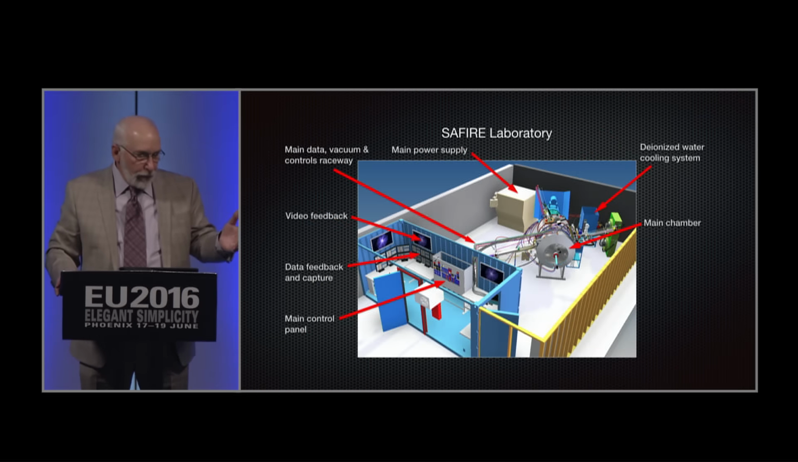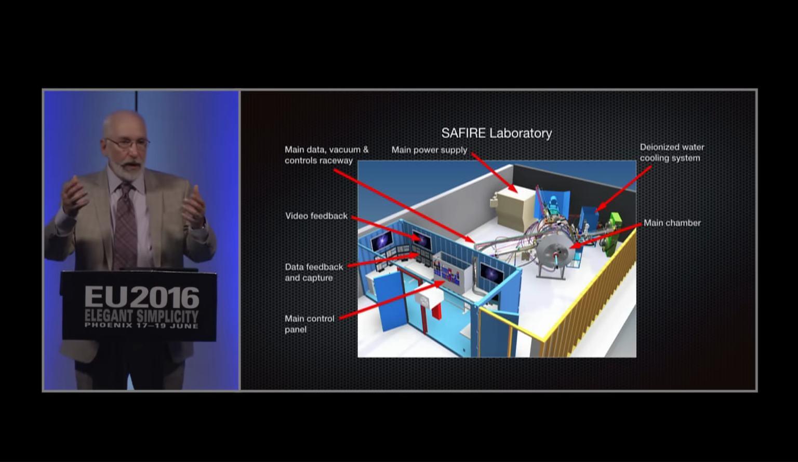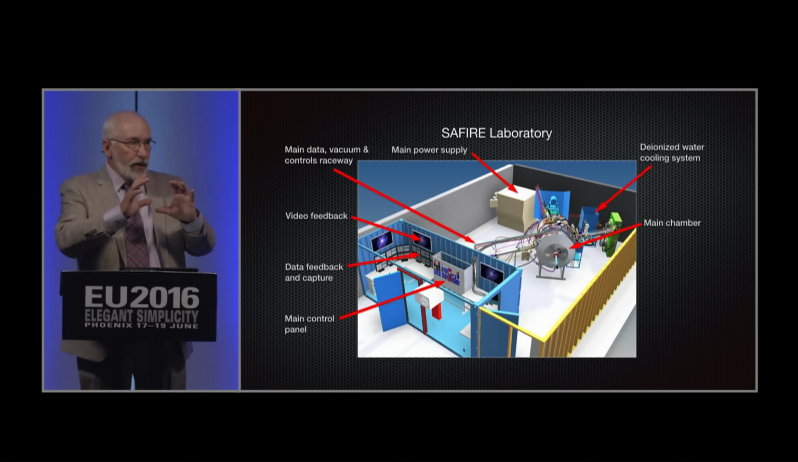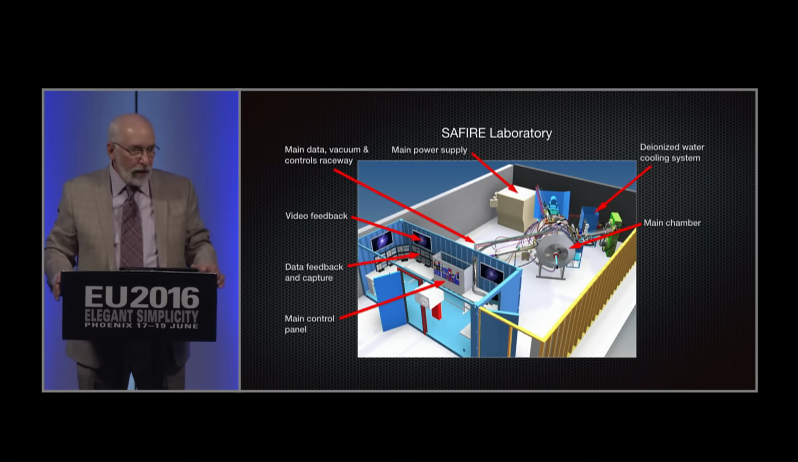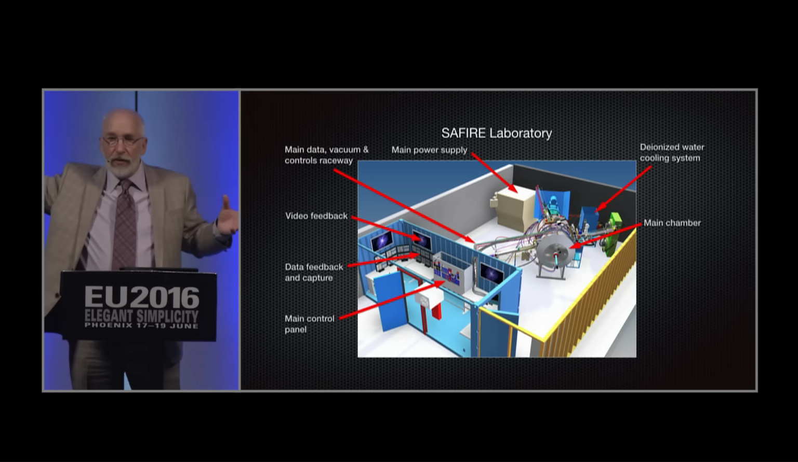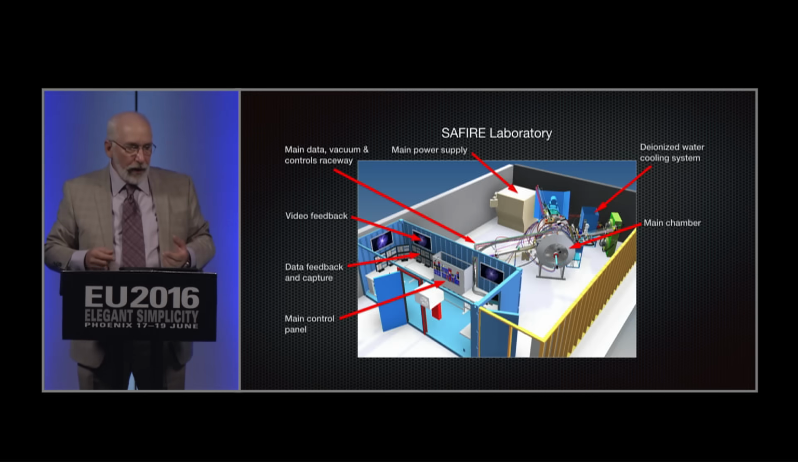So the main control panel, data feedback and capture, this is in SAFIRE, video feedback. We need to see what's going on in the chamber. We have one wide-angle camera. We've got a high-resolution video camera that you're going to see some of the results from tonight. Main data, vacuum and controls, raceways. So we have to bring all the controls and other things across from the chamber into the control room. And the main power supply.